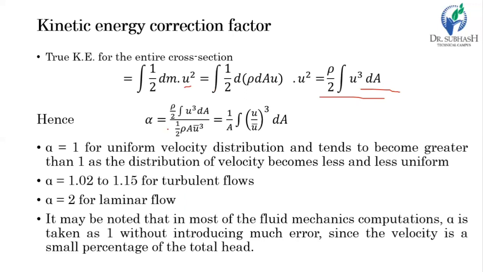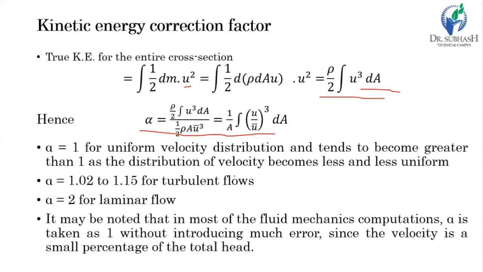And as per the definition, alpha is the ratio of kinetic energy per unit time based on actual velocity to the kinetic energy per unit time based on average velocity. So after considering these two and removing the common parameters, we get the equation of alpha equal to 1 upon A, integration of velocity u divided by average velocity u bar, all raised to the cube, into dA. So this is the equation of alpha.